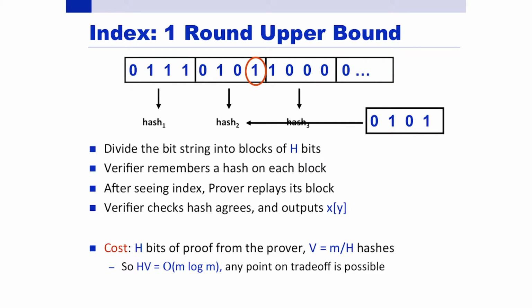Again, focusing on sort of the space. Blocks of h bits, so h bits of proof. The number of hashes is m over h, so you get a nice trade-off, right? And you do the usual thing, you balance these two. And basically you get sort of root n blocks of length roughly root n bits. But you can play around with that. So sort of root n space.